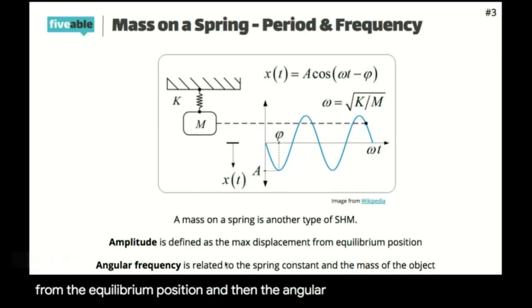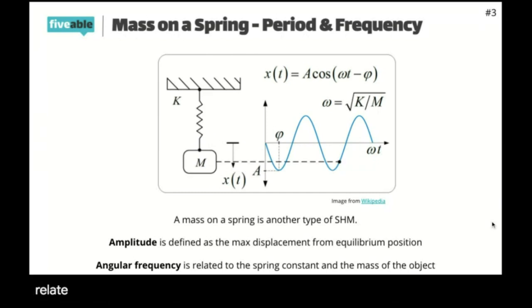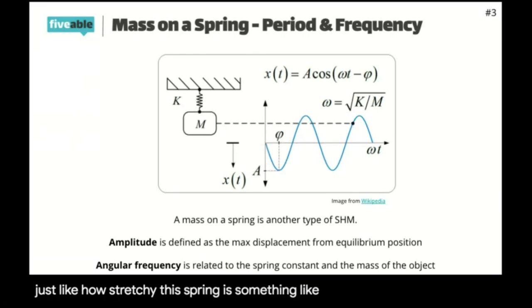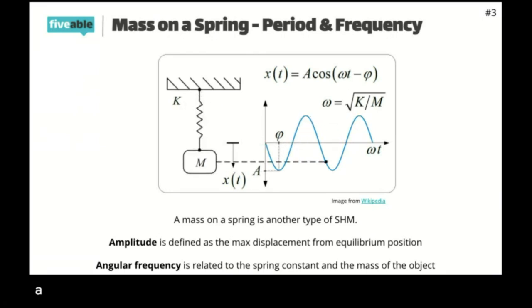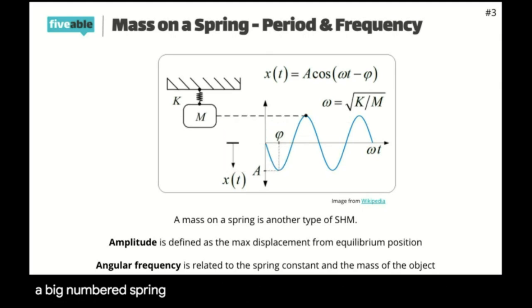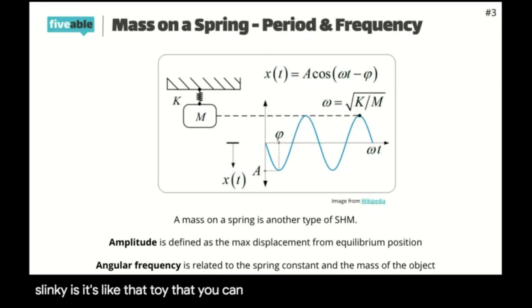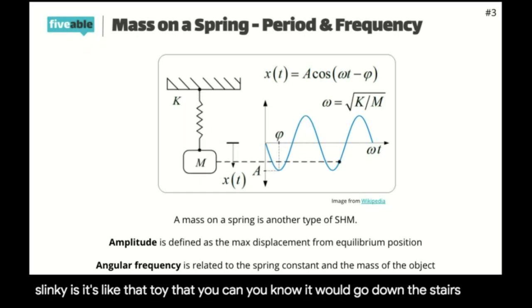And then the angular frequency for this is going to relate to the spring constant. So, a reminder that the spring constant is basically how stretchy the spring is. Something like a mattress spring would have a big numbered spring constant, something like a slinky. If you know what a slinky is, it's that toy that would go down the stairs by itself.